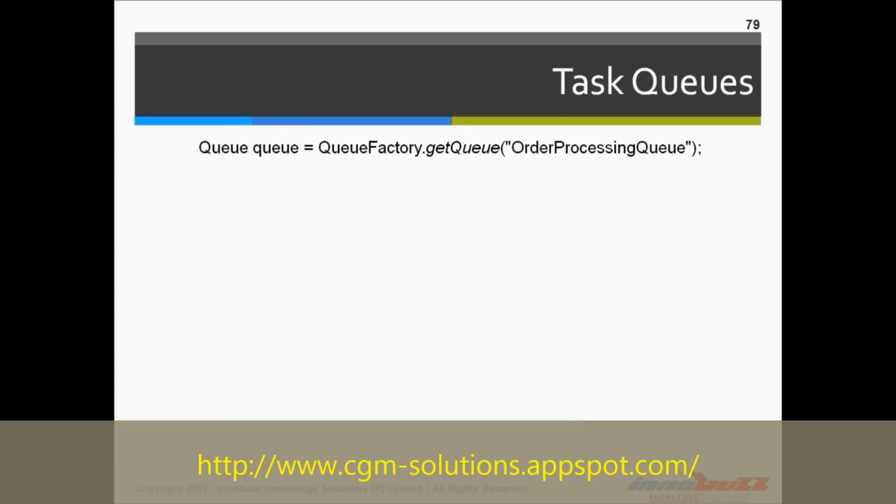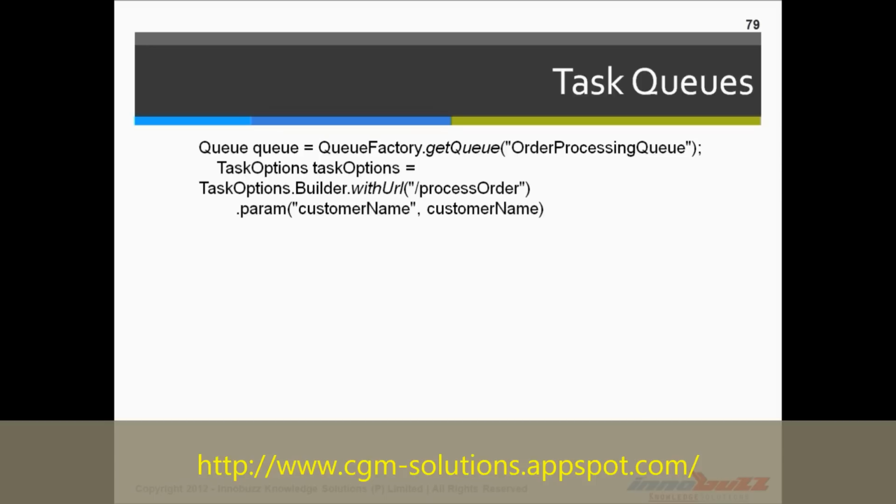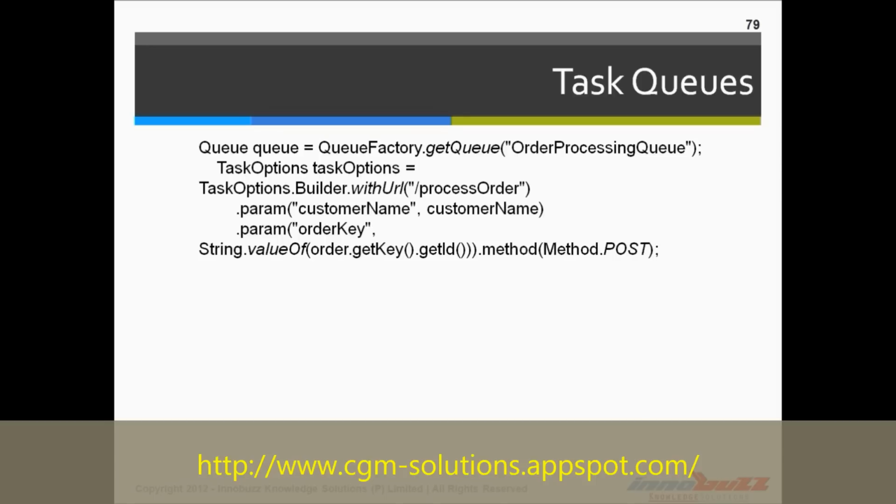This is getting the queue for the defined order processing queue. For that queue, we are adding one task saying process order. It simply sends a mail in our example. This task has been added to the queue by using queue.add with task options.